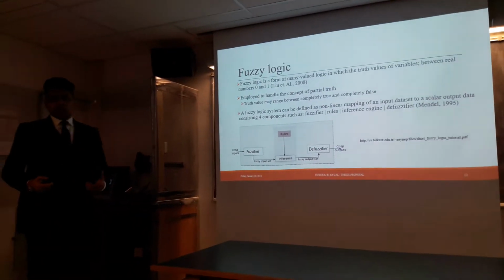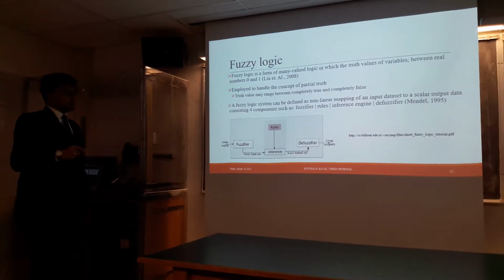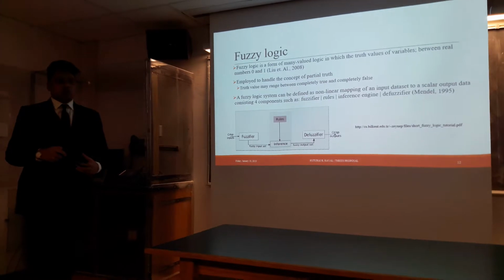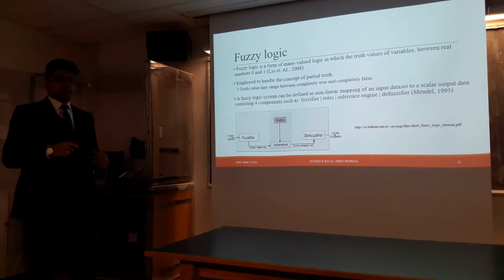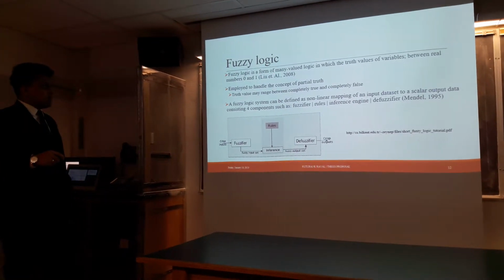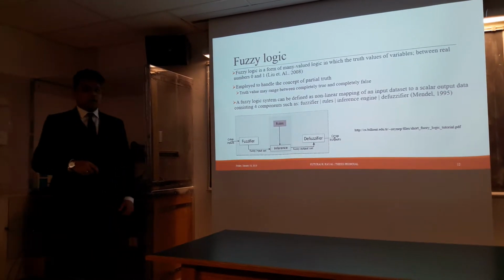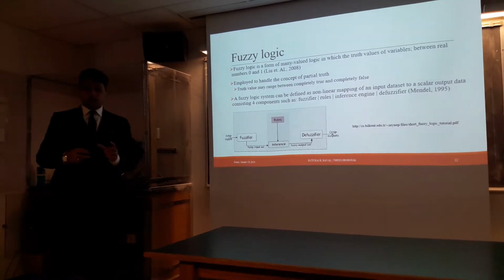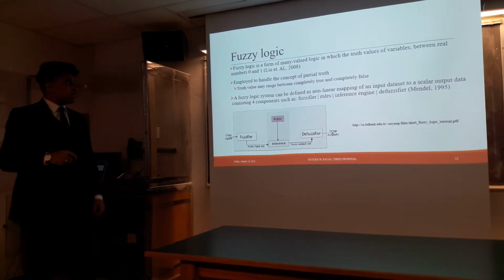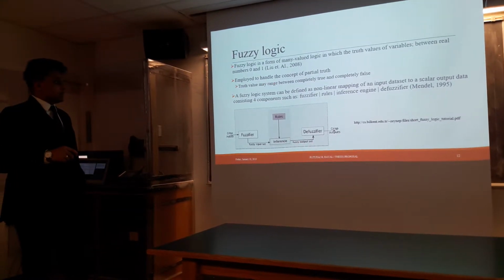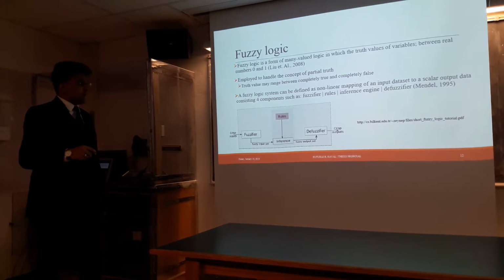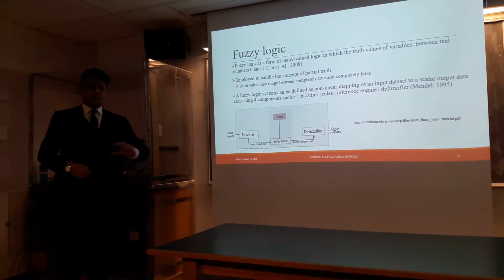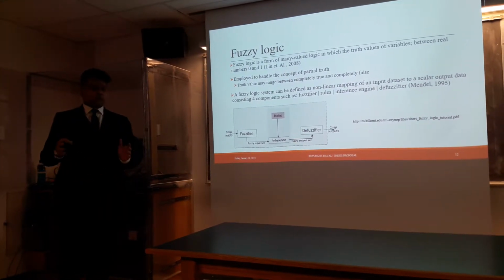Now the next is fuzzy logic. So fuzzy logic is a system where we get the output in terms of real numbers between 0 and 1. It is a form of many-valued logic. It is always about the truth value when generating the crisp output from the fuzzy logic system. So we employ the fuzzy logic system to handle the concept of partial truth. It could be completely true or completely false, or anything between 0 and 1.